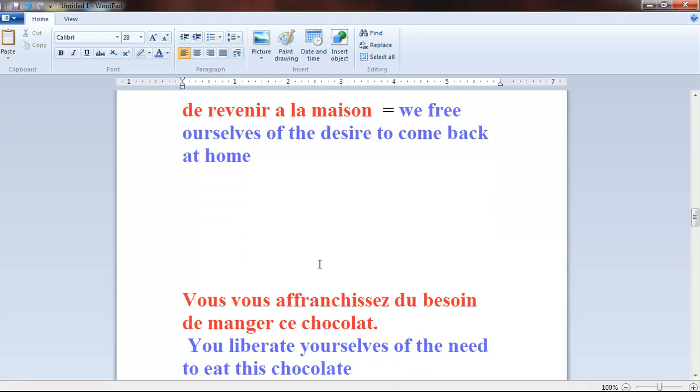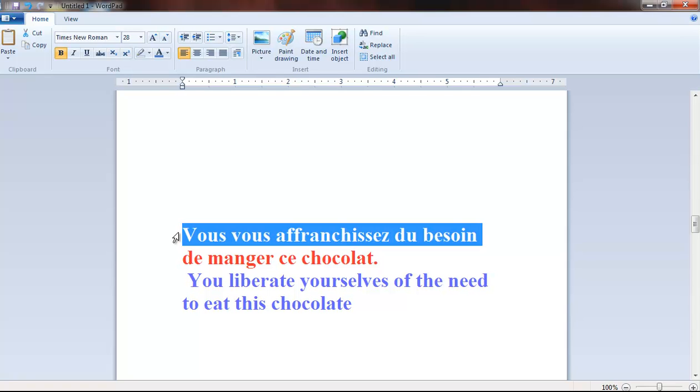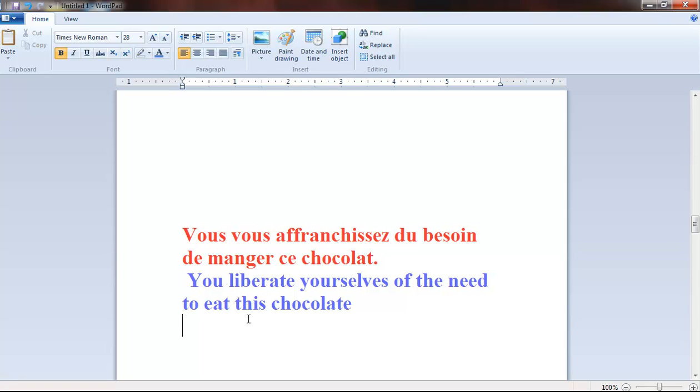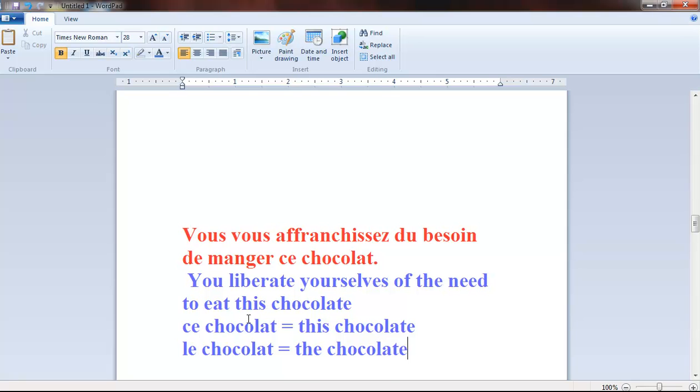Okay, next example. Vous vous affranchissez du besoin de manger ce chocolat. You liberate yourselves of the need to eat this chocolate. Now let's break it into more comprehensible fragments. Ce chocolat, it means this chocolate. Le chocolat, it means the chocolate.